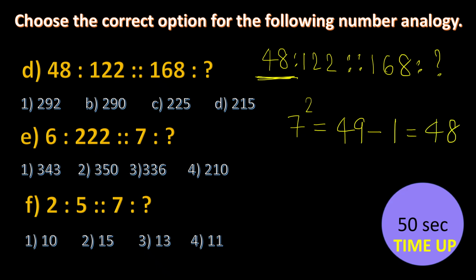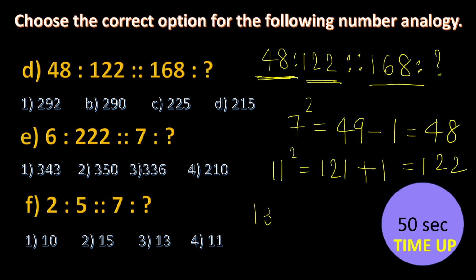Next you see, next one is 11 square. 11 square is 121. Then they have done what here? +1. So that will give you 122. Next you go to 168. That is nearer to 13 square. 13 square is 169. Again -1 you will do. So that will give you 168.